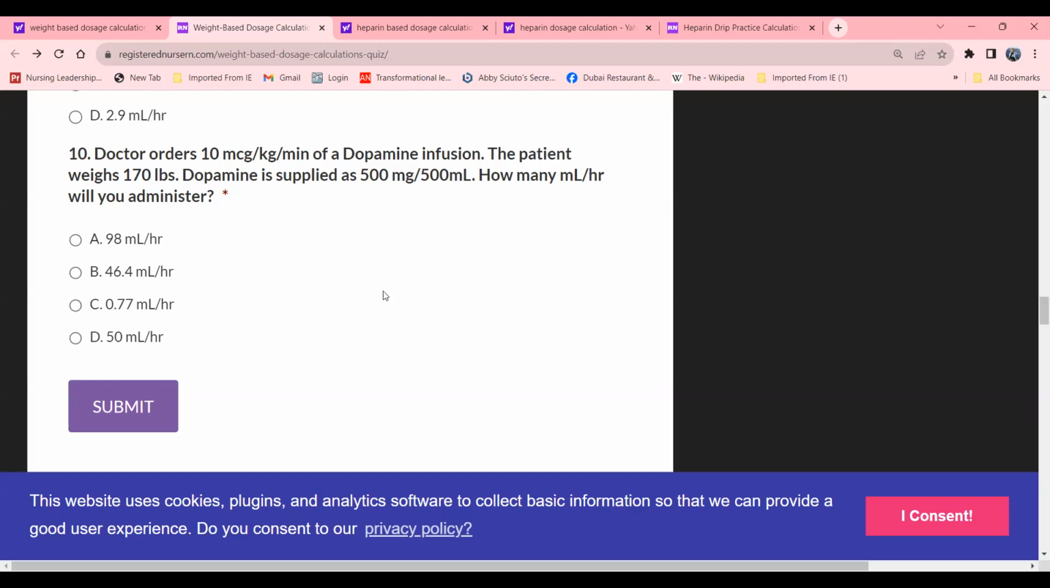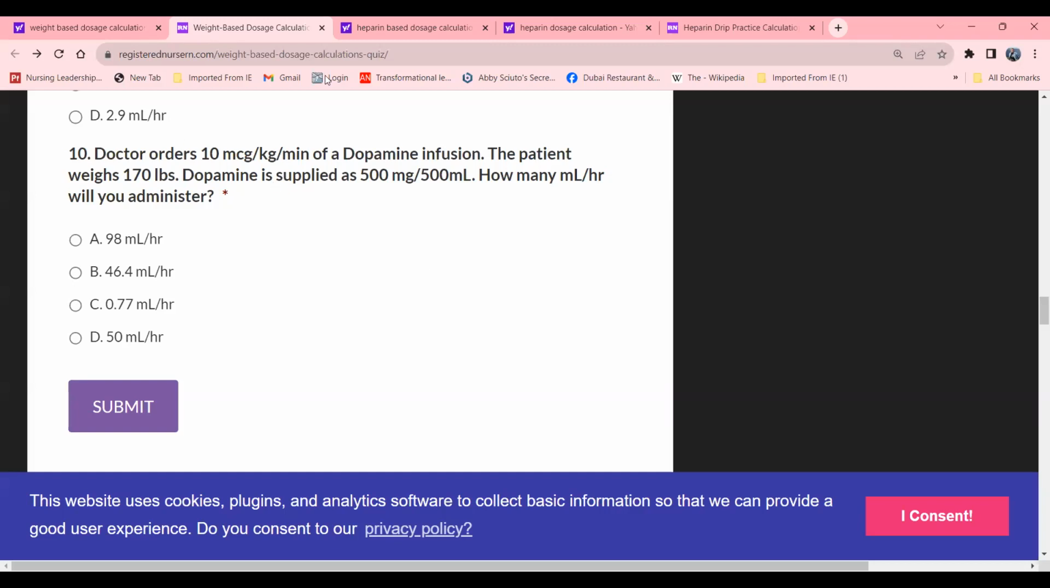What else do you have to convert? Okay, and convert because your order is in micrograms and what you have on hand is in milligrams, right? And it's also ordered as micrograms per kilogram per minute. So you've got to change your minutes into hours. Correct. So you're going to need your weight, and that's the first thing you're going to have to convert. So let's go to the board for this.